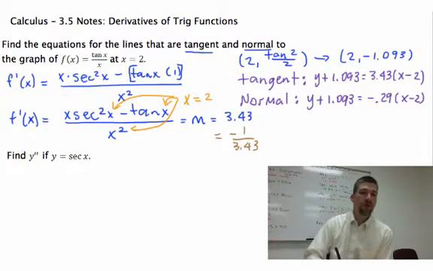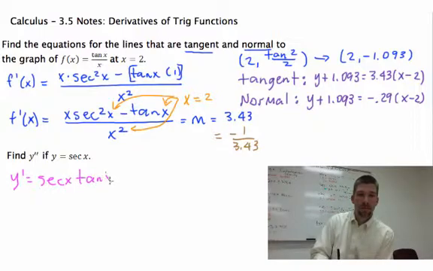Okay. What about if we wanted to find the second derivative though of secant? Second derivative of secant. Well, we just dive right on in. We need the first derivative. So the first derivative of secant is secant x tan x. And then once you get here, you've got u and you've got v. So I need the derivative of u, u prime. Well, we just talked about that. Derivative of secant x is secant x tan x.